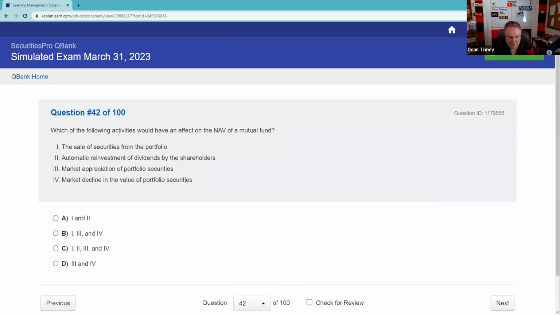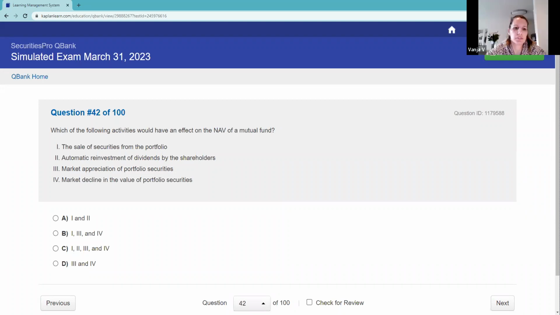Which of the following would have an effect on the net asset value of a mutual fund? Which of the following would have an effect on the net asset value of a mutual fund? Sales of securities from a portfolio, automatic reinvestment of dividends by the shareholders, market appreciation of portfolio securities, market decline in the value of portfolio securities. The sales of securities from the portfolio.